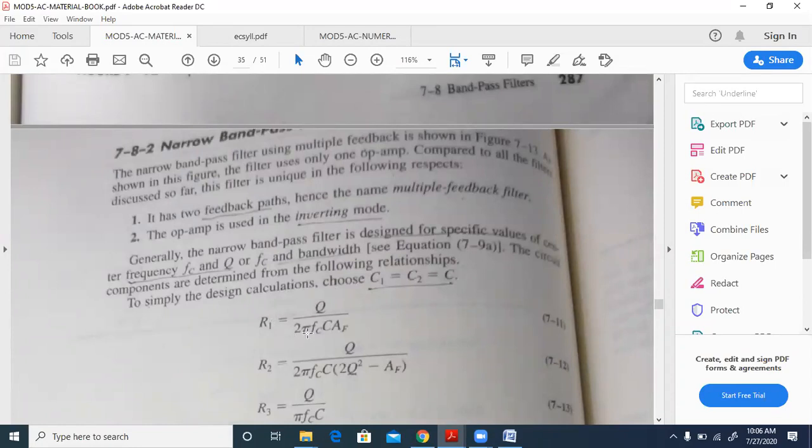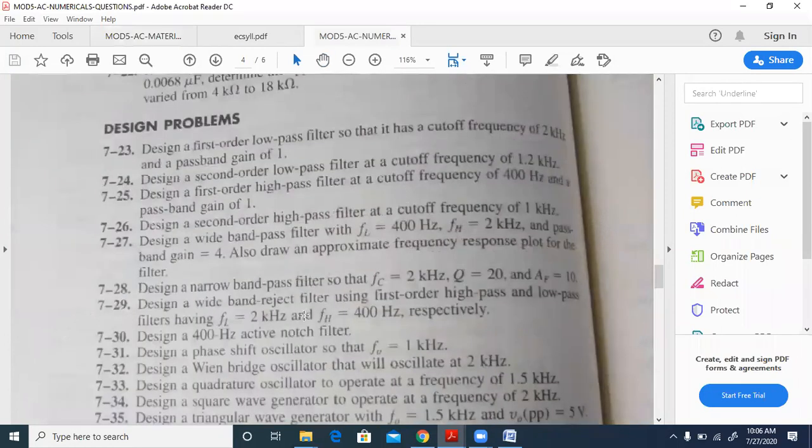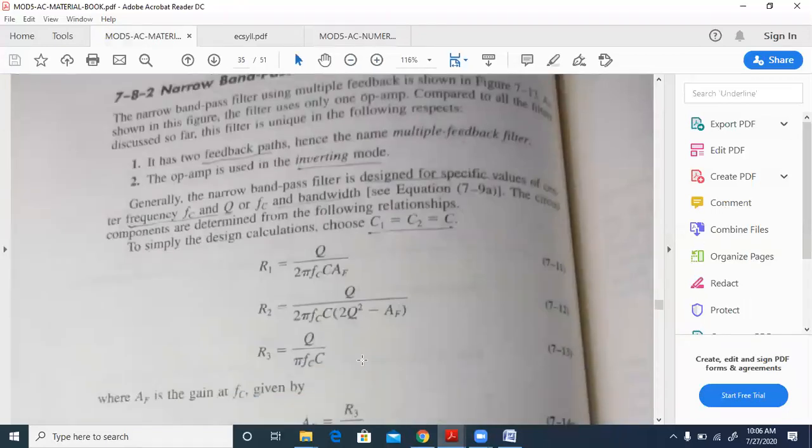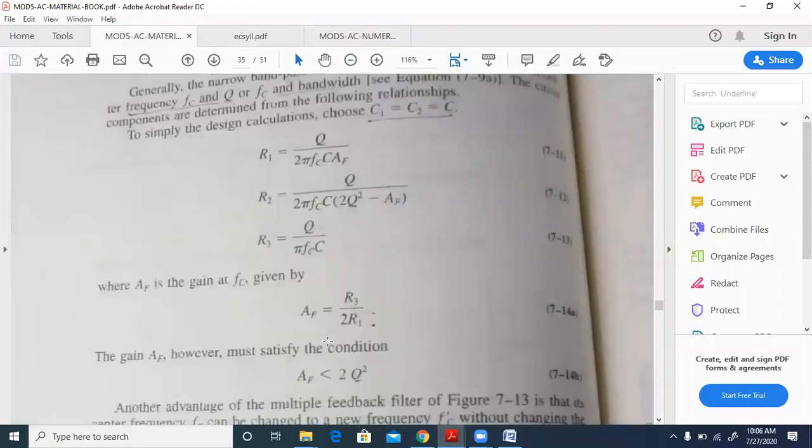R1 you can calculate for the frequency given there, center frequency given there. How much is the center frequency given? Narrow band pass filter 2 kilohertz, right? Q is given, AF is given, all the values are given there, right? We need to just substitute and get the value of R1 and R2 and R3, and then AF is equal to R3 by 2 R1. So you can try to find out the corresponding values.